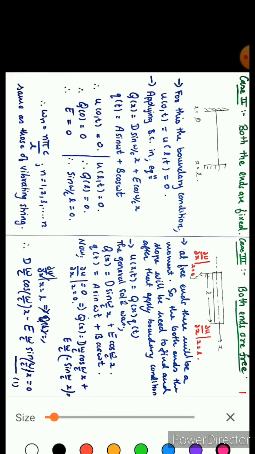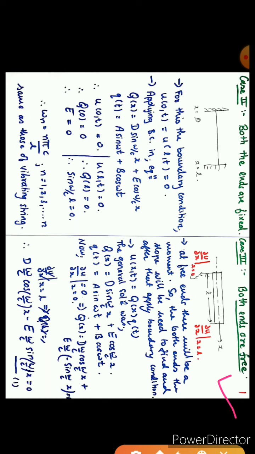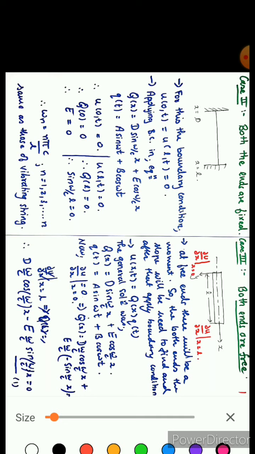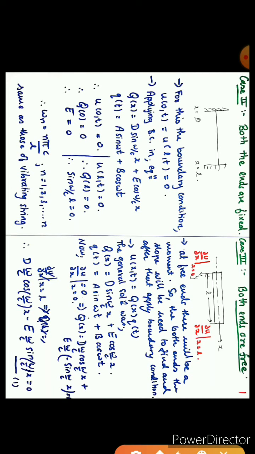Okay, so let us now come across another case, that is the last case for this vibration of a longitudinal beam where both the ends are free. Once again revising, first was fixed and free, then both the ends fixed, and now both the ends free. If both the ends are free, there will be a moment generated at both the ends. So if moments are generated, we need to find the slope of these equations. So at free ends there will be a moment, that is what I have explained.